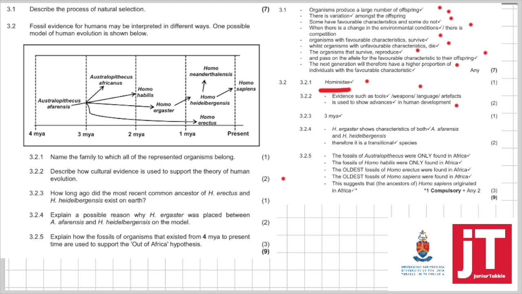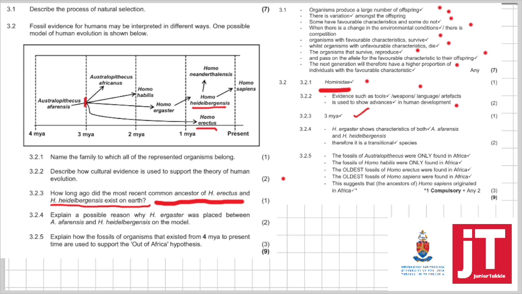3.2.3. How long ago did the most recent common ancestor of Homo erectus and Homo heidelbergensis exist on Earth? So let's read the question again. Let's look for Homo erectus. Here it is. Heidelbergensis here. Now let's look for their common ancestor. So we look at where the two lines meet. So there it is here. And guess what? Your answer is 3 MYA, which is million years ago.